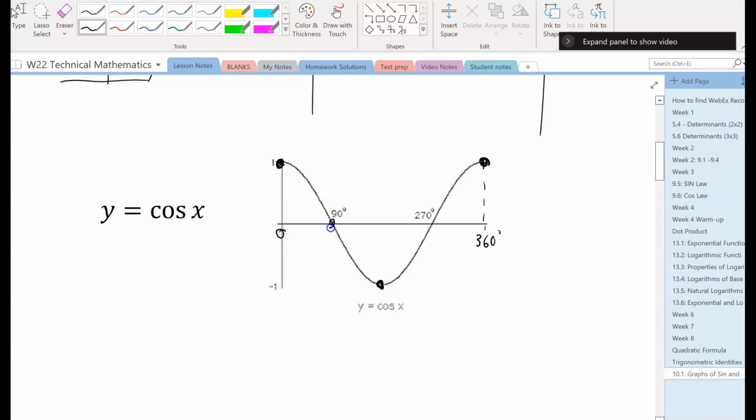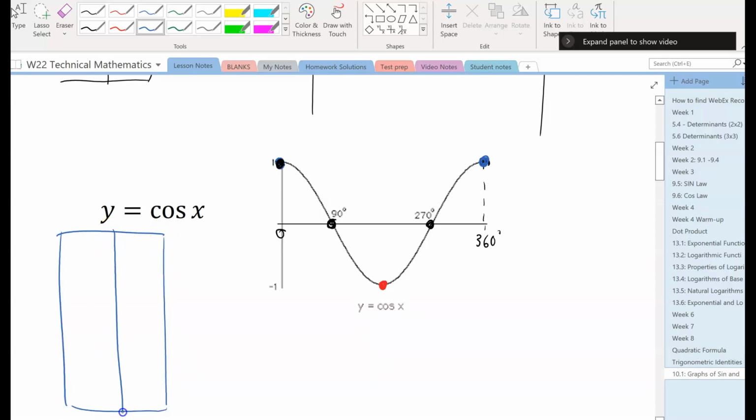You'll notice that the zeros are in different places. The zeros for cos are where the max and min were for the sine. Okay? And it all just comes from graphing. Start a table of values if you want to know where these come from: x and cos x.